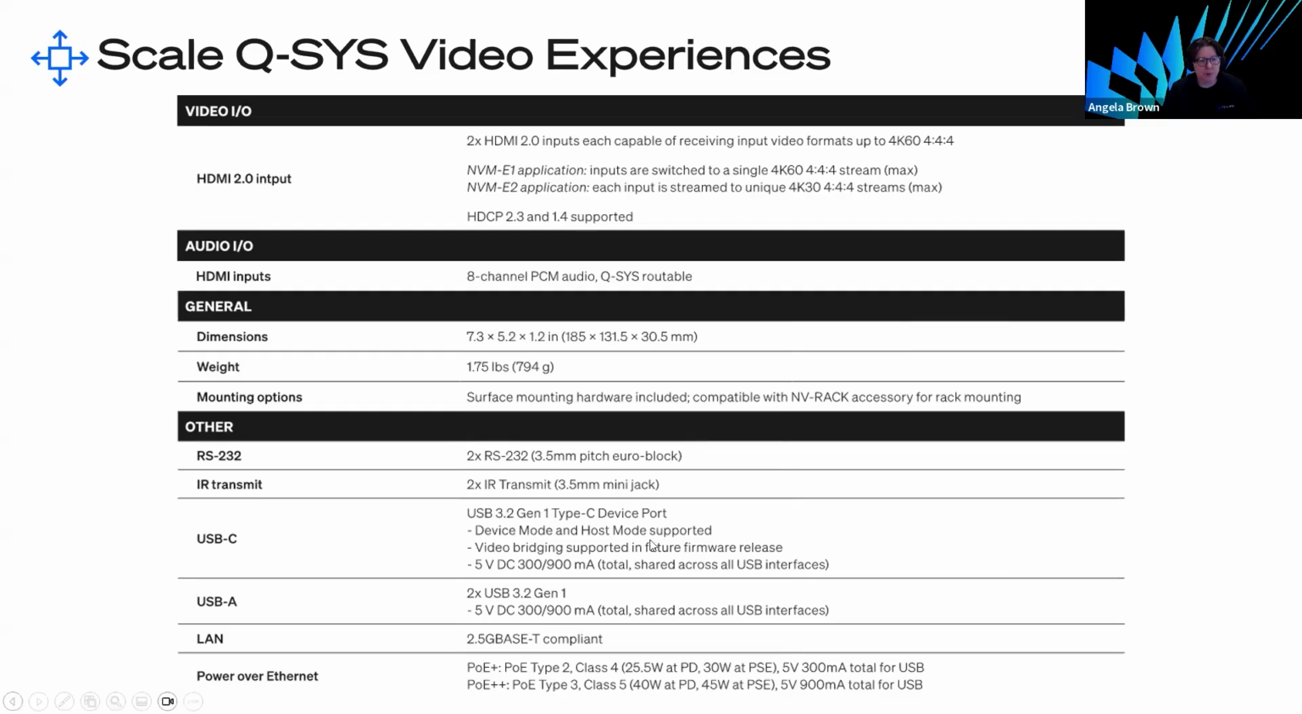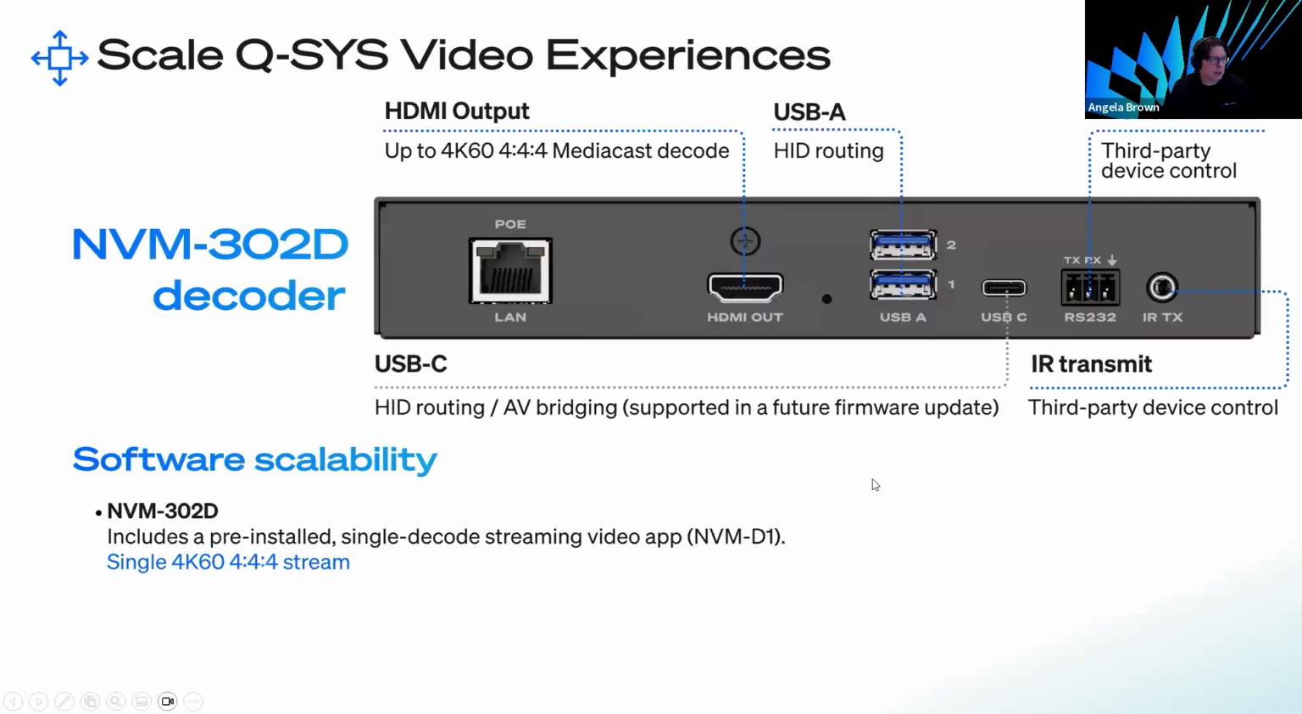So moving on to the decoder. The decoder is pretty much the same size box, same size everything. We don't have a decoder that will decode multiple streams. It is a single stream coming in. It will do 4K 4:4:4 as long as you're sending it 4K 4:4:4.